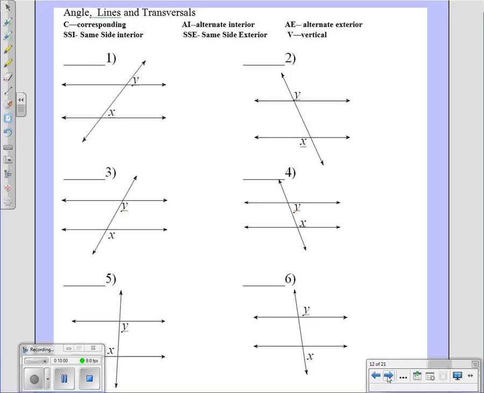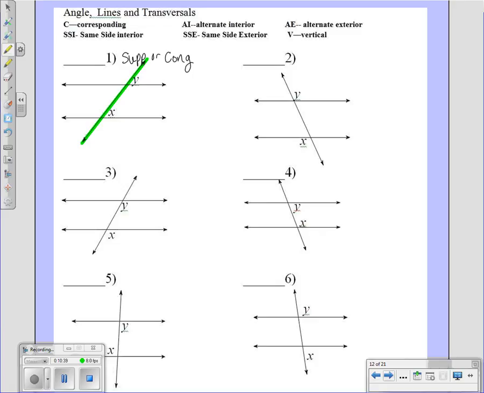It's asking you to determine if these are corresponding, alternate interior, alternate exterior, same side interior, same side exterior, or vertical angles. And then it's asking you to circle whether or not they are congruent or supplementary. I'm actually missing that on here. You have SUPP or CONG. So here's your helpful hint. Take your highlighter on every single one of the problems. You're going to highlight the transversal. The transversal is the one line that goes through your two parallel lines.